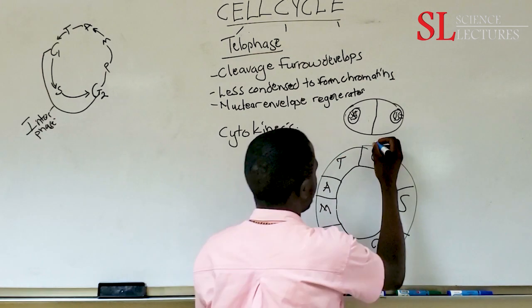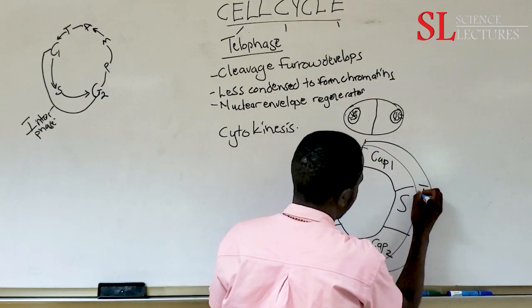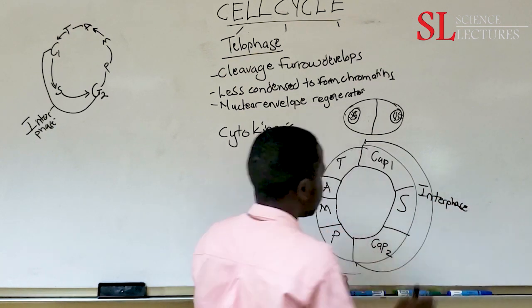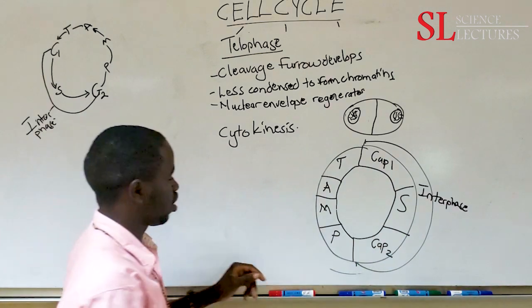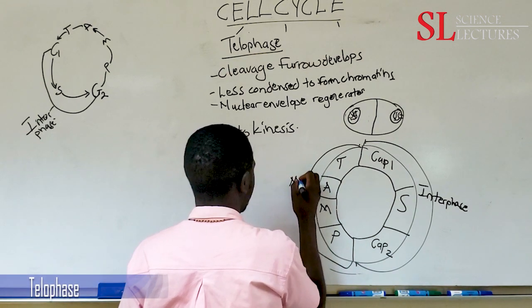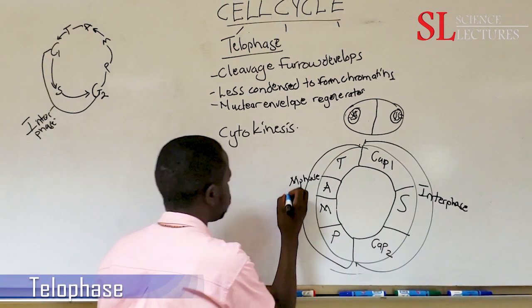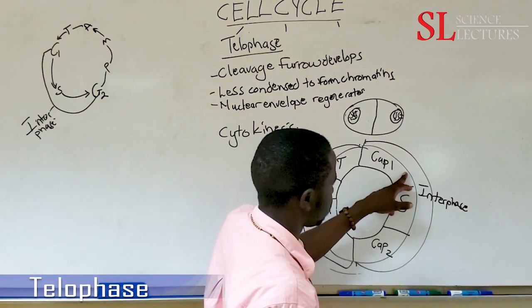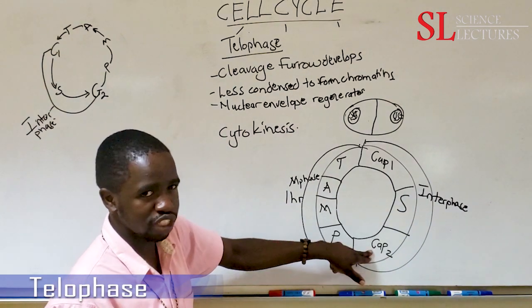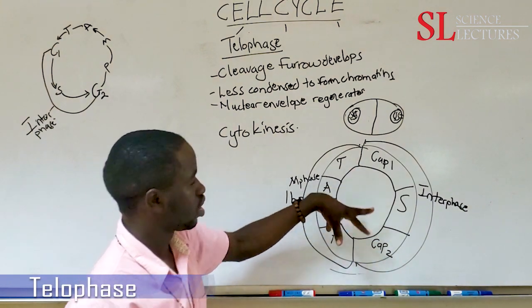And we say gap 1 to gap 2 is what we call interphase. And this is the longest period in the cell cycle. Then from prophase to telophase is what we call the M phase, or the mitotic phase. In fact, the mitotic phase usually takes up to 1 hour. We say this one takes up to 8 hours, this one takes up to 6 hours, and this one takes up to approximately 4 hours. So this is generally the cell cycle.